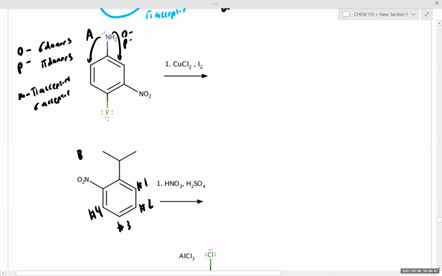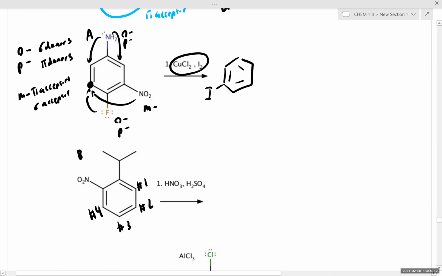Okay. The fluorine, it's deactivating, but it's an ortho para director. And the nitro group is a meta director. So adding up our directing effects, we see that the position that is ortho to our fluorine would be major. Under these conditions, we're dealing with electrophilic aromatic iodination. So we're installing an iodine substituent. And so this would be the following major product.